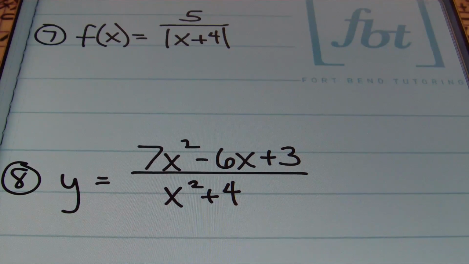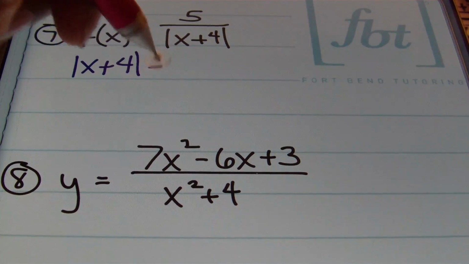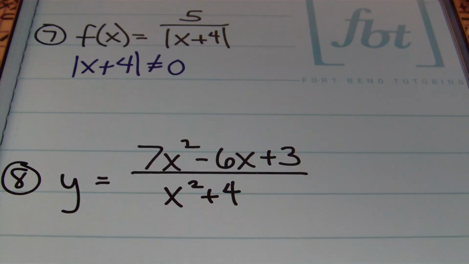In problem number 7, we have a rational function, but within this rational function, you are dealing with an absolute value in the denominator. Your concern is I can't have 0 in the denominator of a fraction. That's the domain restriction we need to be concerned with. There is no domain restriction on our absolute value. You can plug in any number in there. But what you do care about is that since this value is in the denominator, it can't equal 0. So you'll just set this denominator not equal to 0.